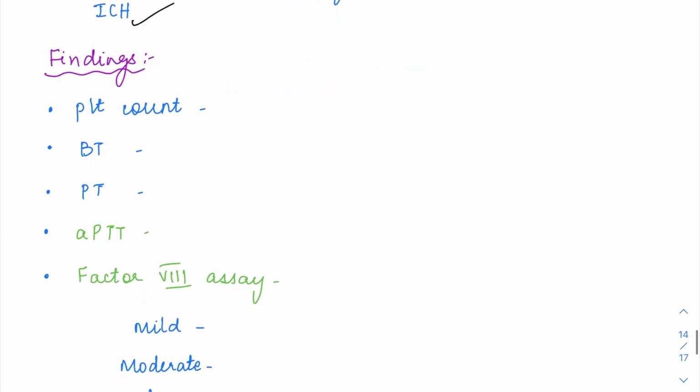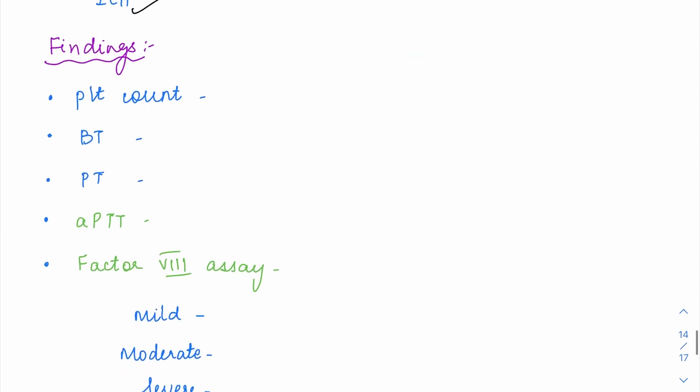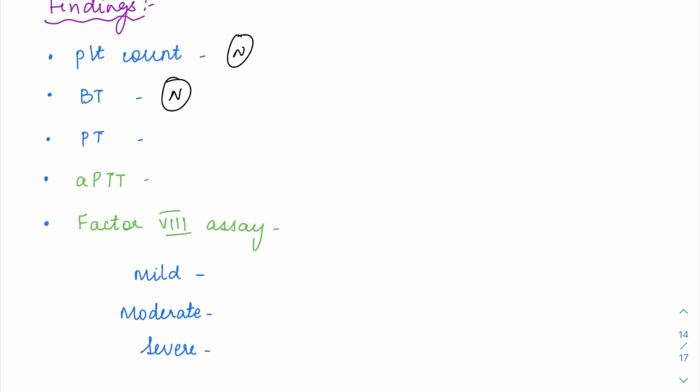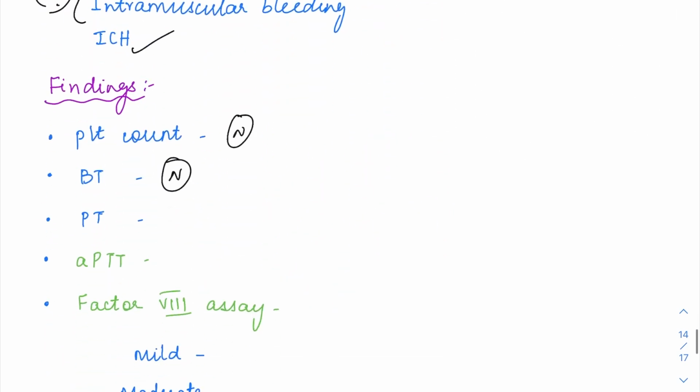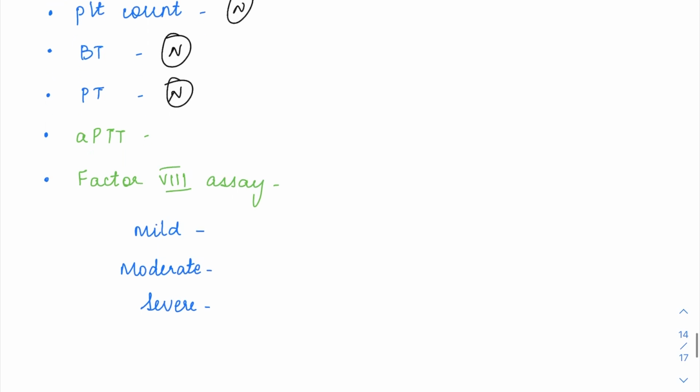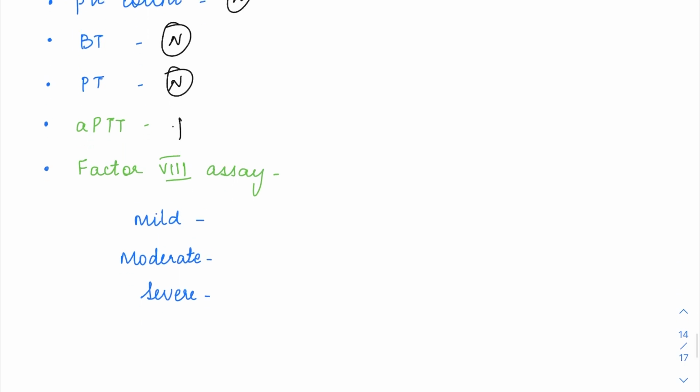So what are the findings you see in hemophilia? Here the platelet count should be normal. Nothing wrong with the platelets, even the platelet functions are normal. So BT will also be normal. How will the PT be? PT affects the extrinsic pathway, but here it is the intrinsic pathway which is defective. So PT will also be normal. But APTT is going to be elevated because factor 8 is involved in the intrinsic pathway.